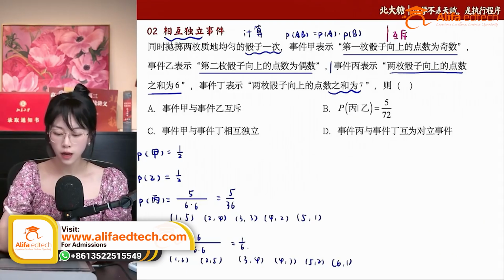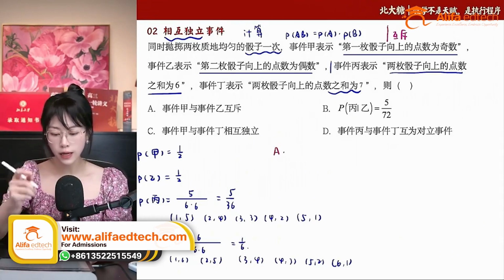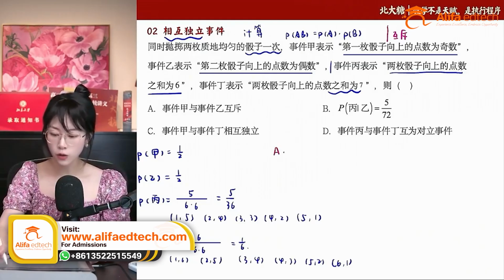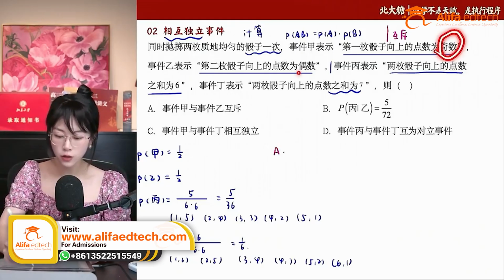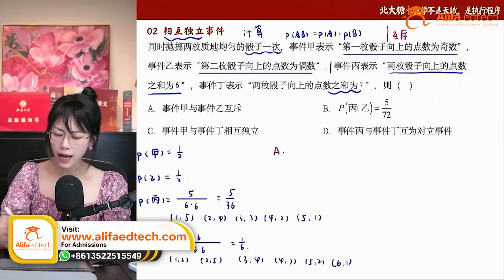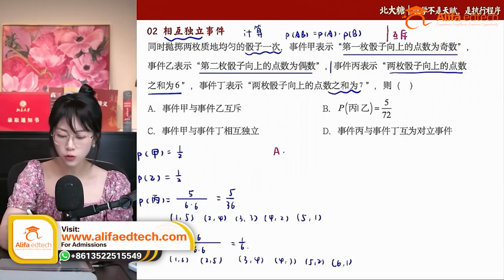Now for the options. Option A says A and B are mutually exclusive, meaning they can't happen together. Event A is an odd first roll, B is an even second roll. Can they happen together? Does one affect the other? Think about it. A can happen with B, so option A is wrong.